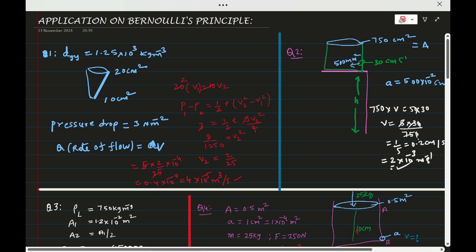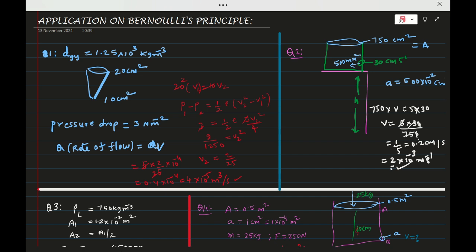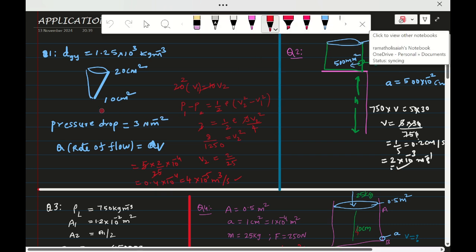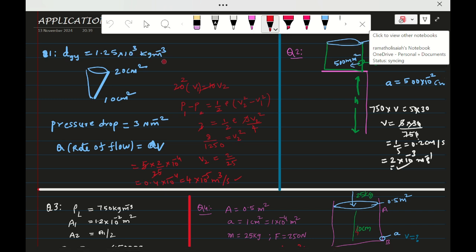So, like a tunnel. This is one tunnel or conical shape of different areas. And the density of the liquid is given as 1.25 into 10 power 3 kg per meter cube, which means it is glycerin.